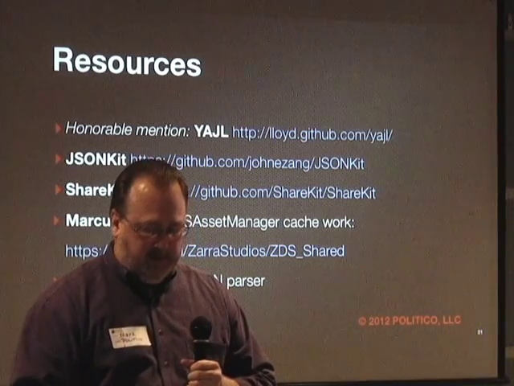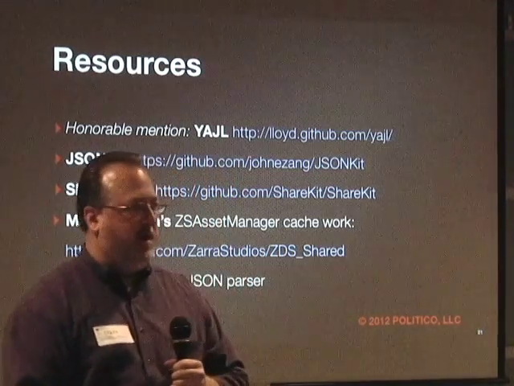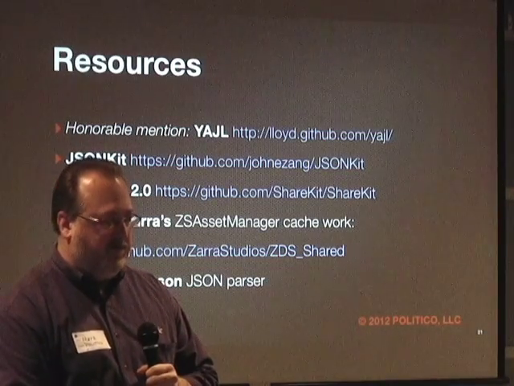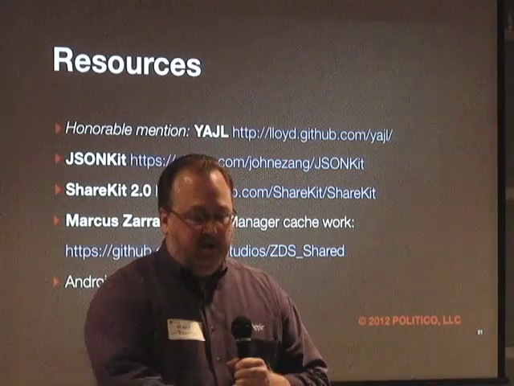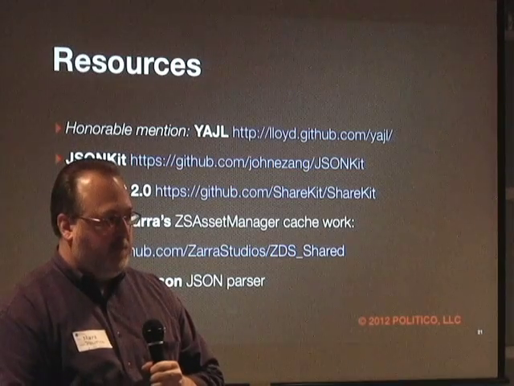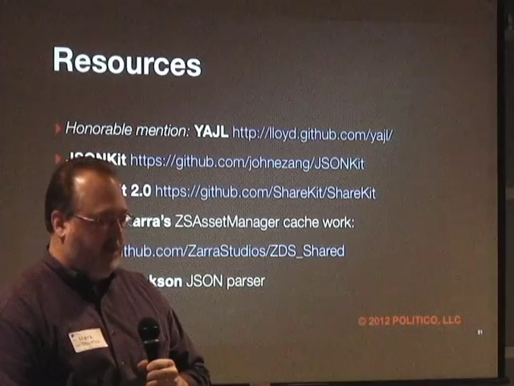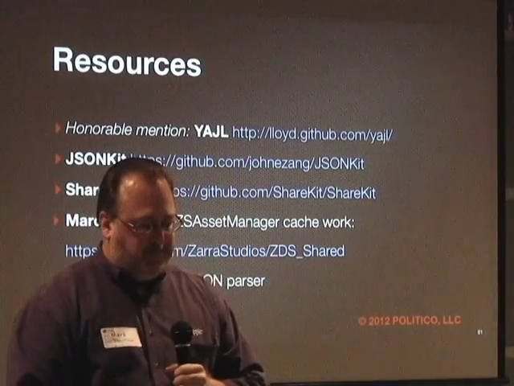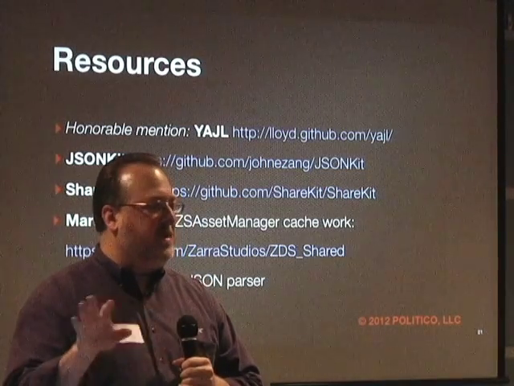We started out using Agile for JSON, but evolved to JSON Kit, as many of my colleagues have done. We've evolved to ShareKit 2.0, which is fairly recent, and we're not using this cache, but I just want to give it up there as Marcus Zara's stuff. He's got some interesting things worth looking at. If I hadn't already built our own cache, I probably would have grabbed this one. And on Android, you can use the JSON parser. The built-in Apple JSON parser.